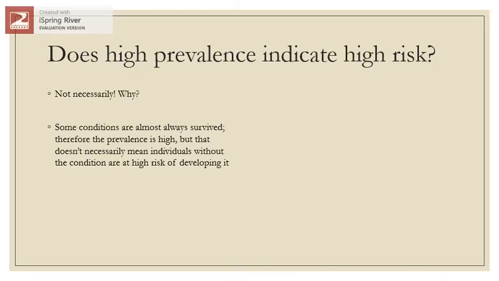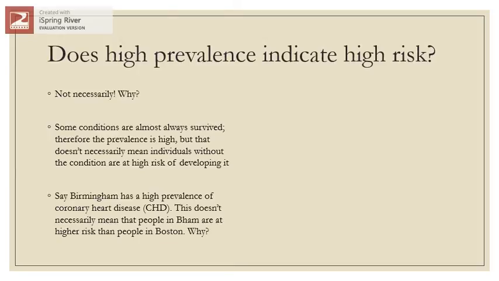This is because some conditions are almost always survived. So what it means is that, yes, prevalence is high, but it doesn't always mean that individuals who don't have the condition are going to develop it. So let's give an example. Birmingham, Alabama, let's say this city has a high prevalence of coronary heart disease, disease of the coronary arteries of the heart. That doesn't necessarily mean that people in Birmingham are at higher risk than people who live in, say, Boston.